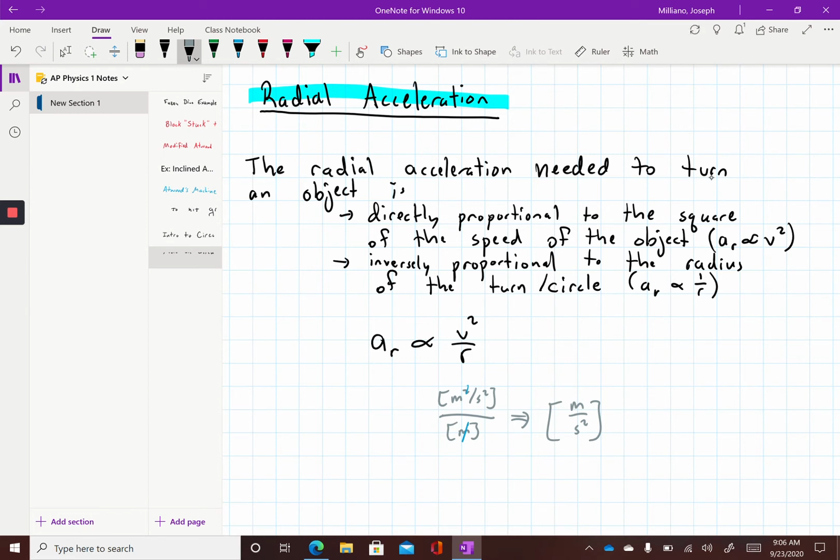And so this already has acceleration units, which is promising, and it turns out, for reasons we will see in a future video, that we do not need a constant of proportionality here. In fact, the radial acceleration is equal to v squared over r. So you're going to accept that without proof right now.